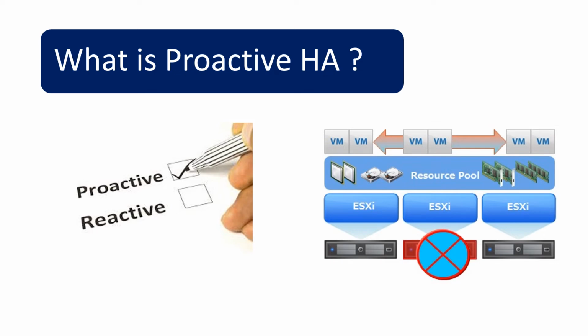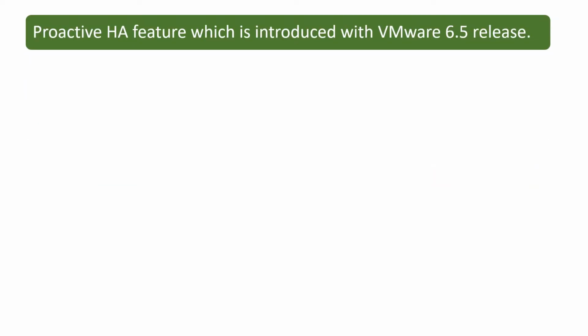So in this video, we see what is a proactive HA. We are already aware of reactive HA, where it will restart all the VMs during a hardware failure. In this video, we'll see what is proactive HA and how to configure proactive HA for a particular vendor. This proactive HA feature was introduced in the 6.5 release.